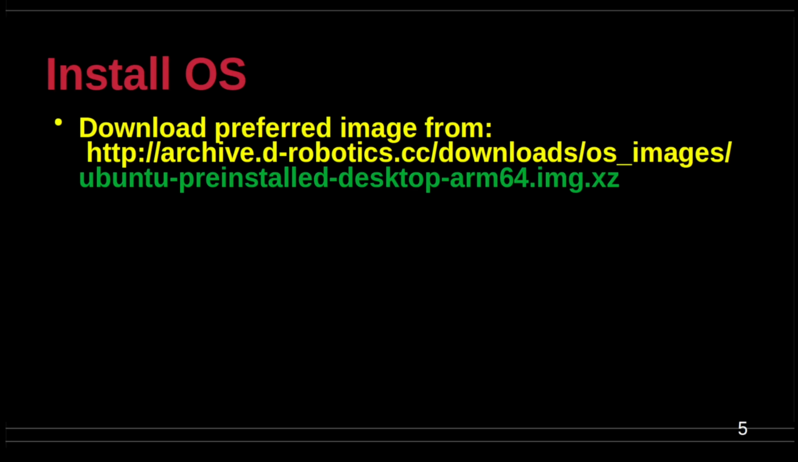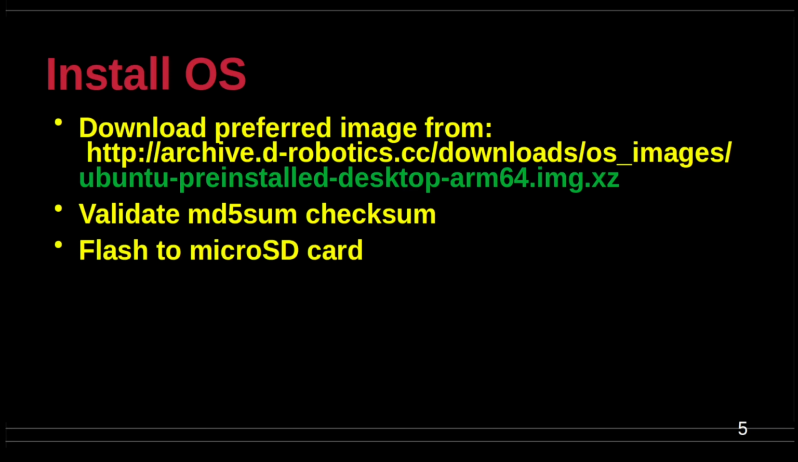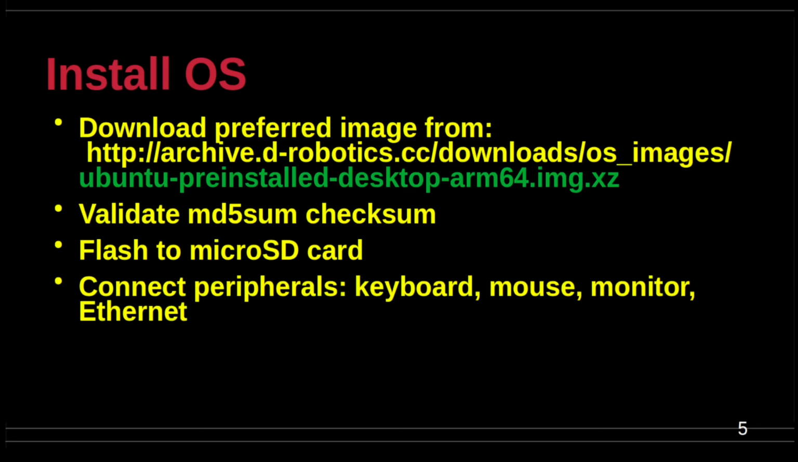Download the operating system image for the RDK X3 board from the D Robotics website. The URL is shown on the slide: archive.d-robotics.cc/download/os_images. Drill down from this page to select the release and type of image, desktop or server.